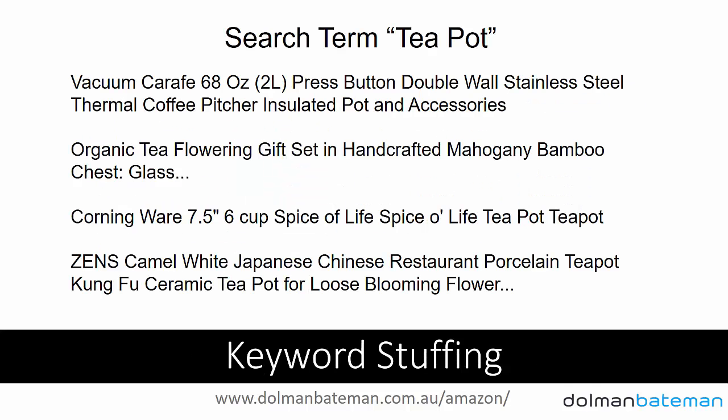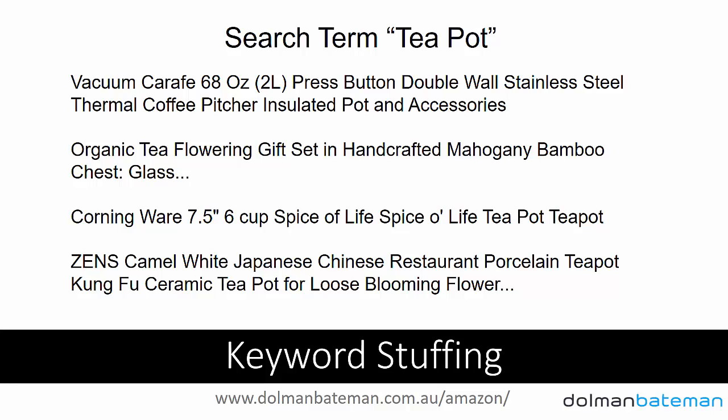To give you an example of keyword stuffed search terms, I had a look at a few search terms and came across teapot, which gave some good examples. These are actual product titles we got from Amazon for teapots. That's what they were. They were teapots. And if we have a look at the search terms, vacuum carafe, press button, double wall, stainless steel, thermal coffee pitcher, insulated pot and accessories.